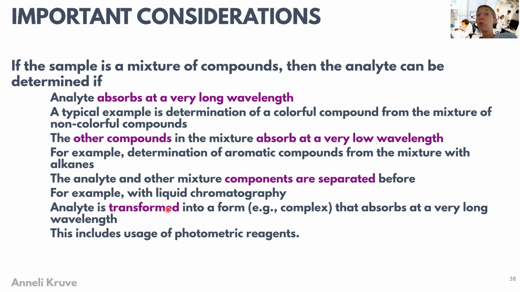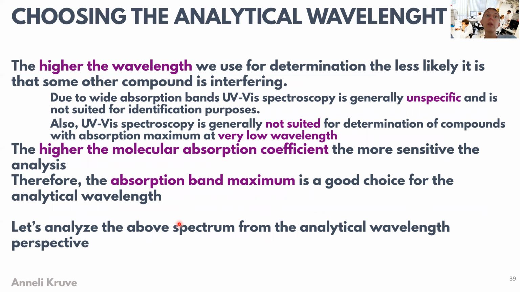Additionally, sometimes we can transform our analytes to a form where they absorb at much longer wavelengths. This is, for example, the case for metals, where we use photometric reagents to create complexes that absorb at very long wavelengths. So the higher the wavelength, the more likely it is that only our analyte is absorbing.